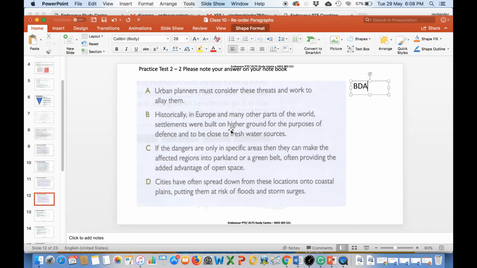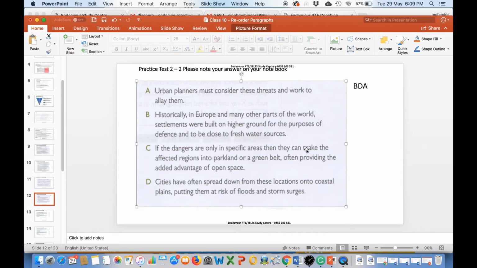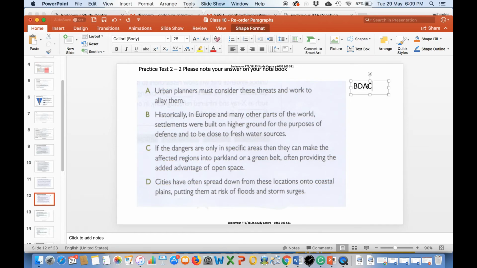If dangers are only in specific areas, they can make the affected regions into parklands or a green belt, often providing the added advantage of open space. So that's a suggestive. Suggestions always come towards the end. So my order is complete. C is going at the end because it's a suggestive one. So you have B, and then you have D, then you have A, and then you have C, and they are very well connected, and there are certain grammatical clues as well.